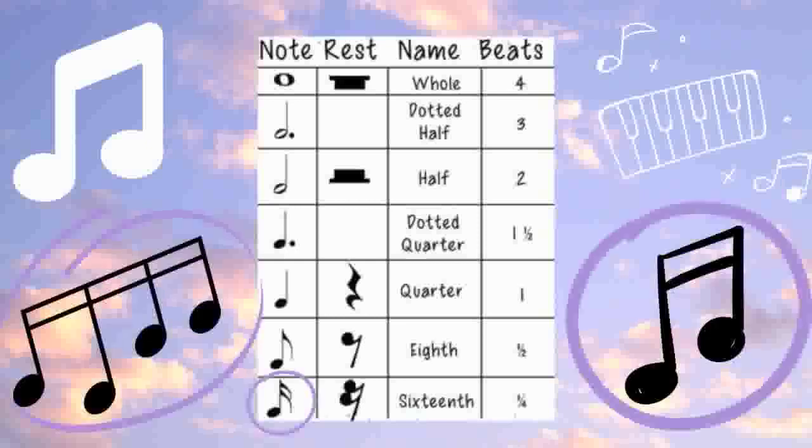16th note. So the 16th note looks like an eighth note with an extra tail, and it gets a quarter of a beat. So if you think about four quarters make a dollar, that's like a one quarter. So one quarter of a beat, four of those will make a whole beat, a quarter note.